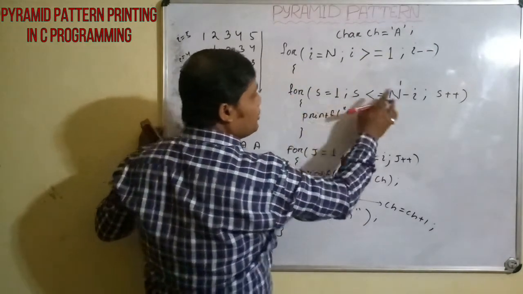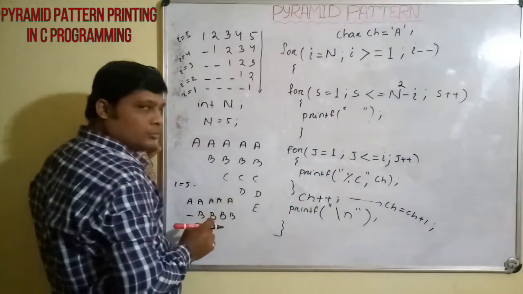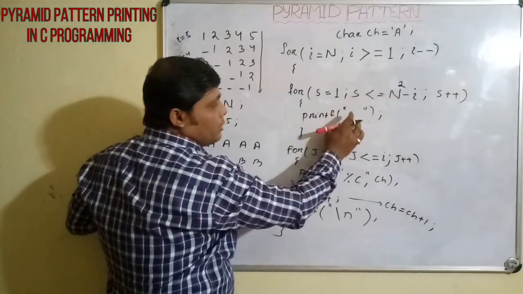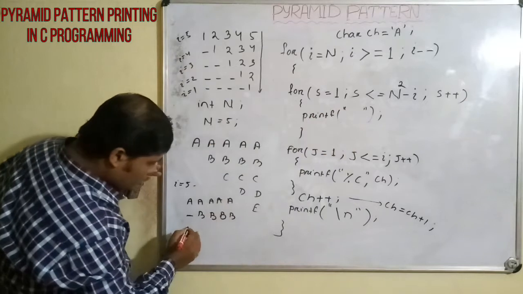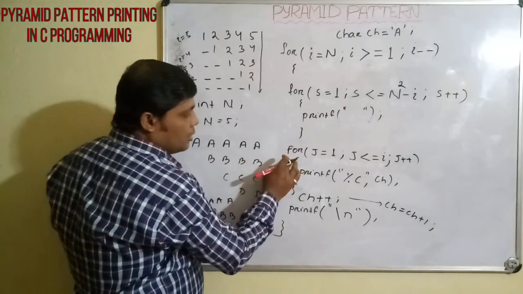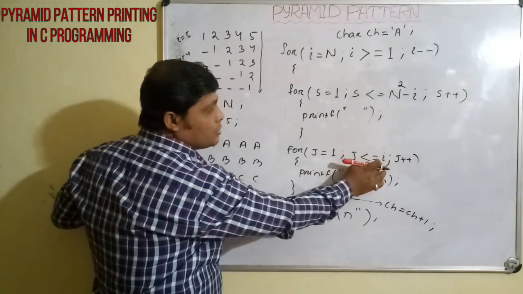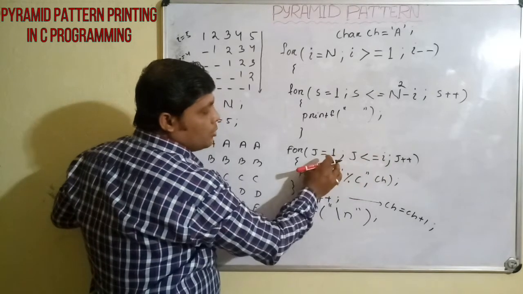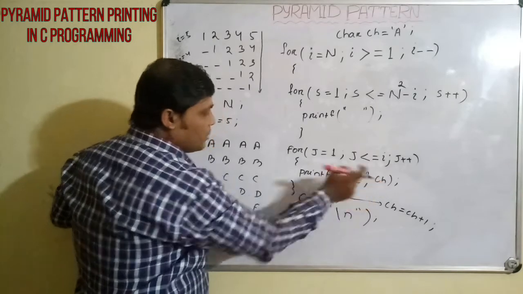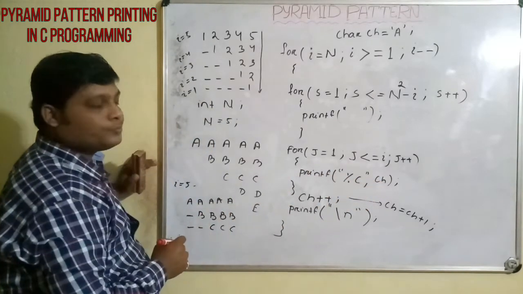3 greater than or equal to 1. Yes, condition true. This will be 1, 2, 5 minus 3. This will be 2. Clear? So for 1 and 2, this loop will continue and 2 spaces will be there. Clear? Now see, come to this loop. j equal to 1, j less than or equal to i. i value is 3. So it will work for 1, 2, 3. 3 times ch will be printed. So ch value is now c. So c, 3 times.